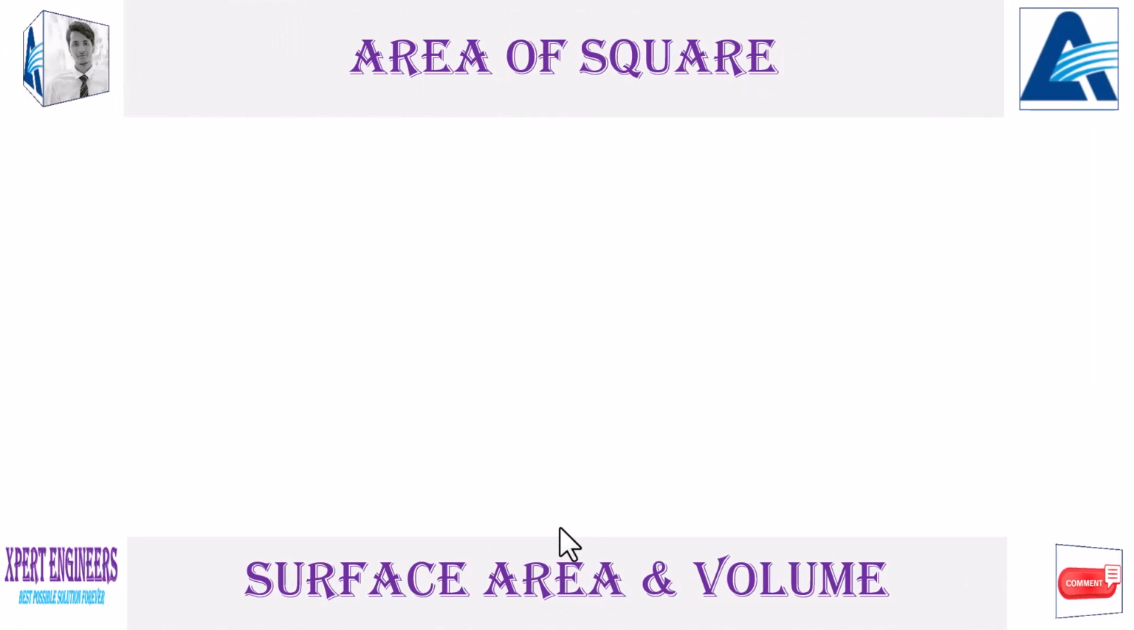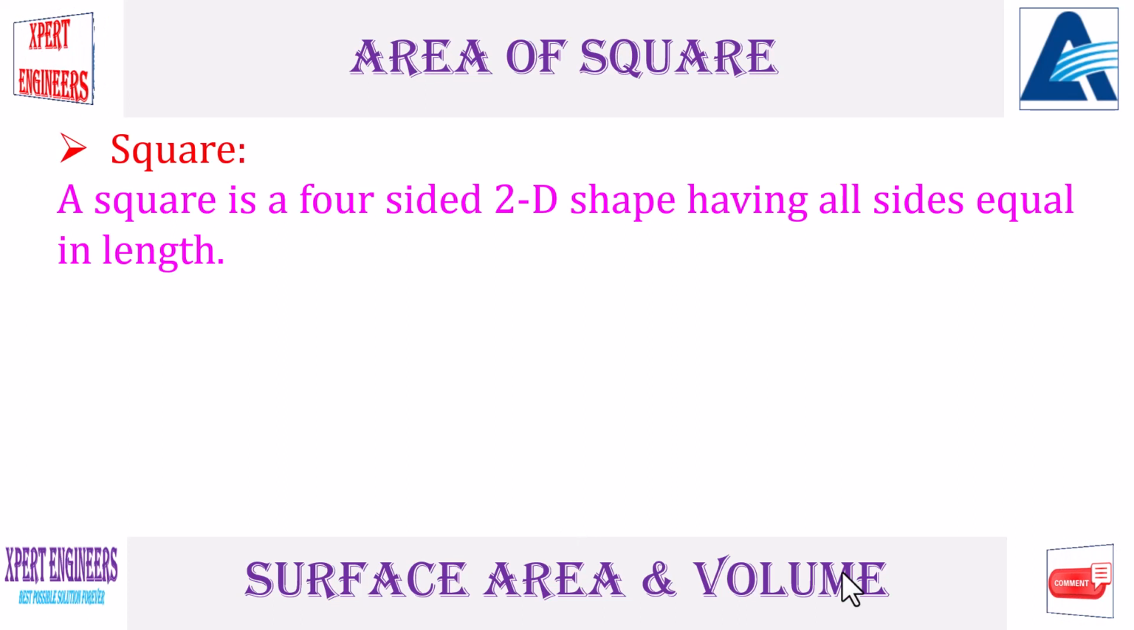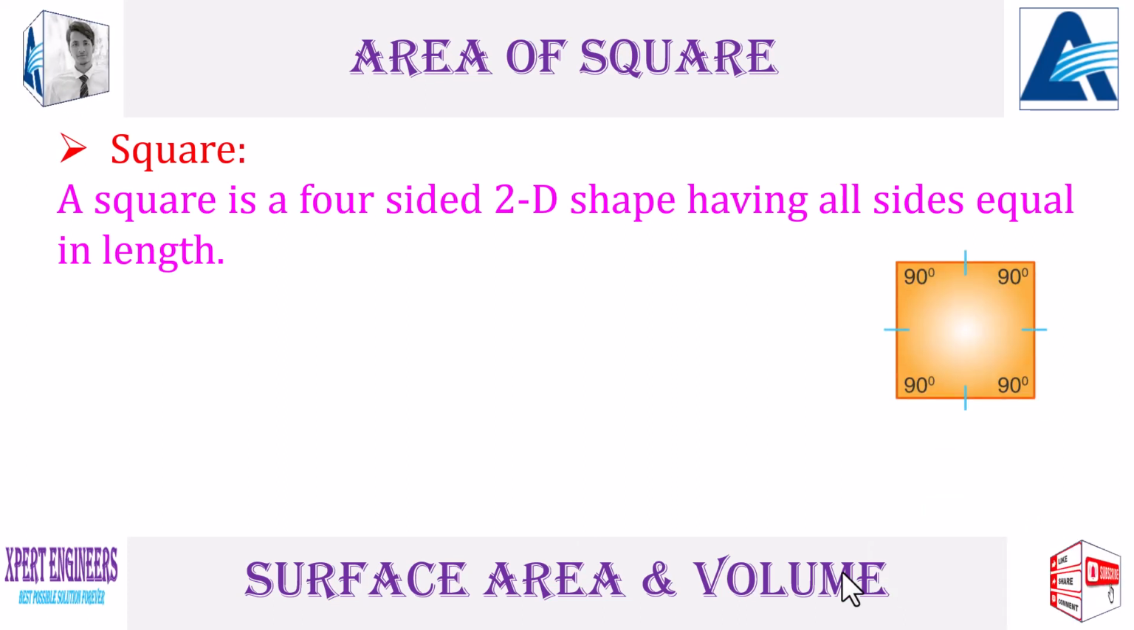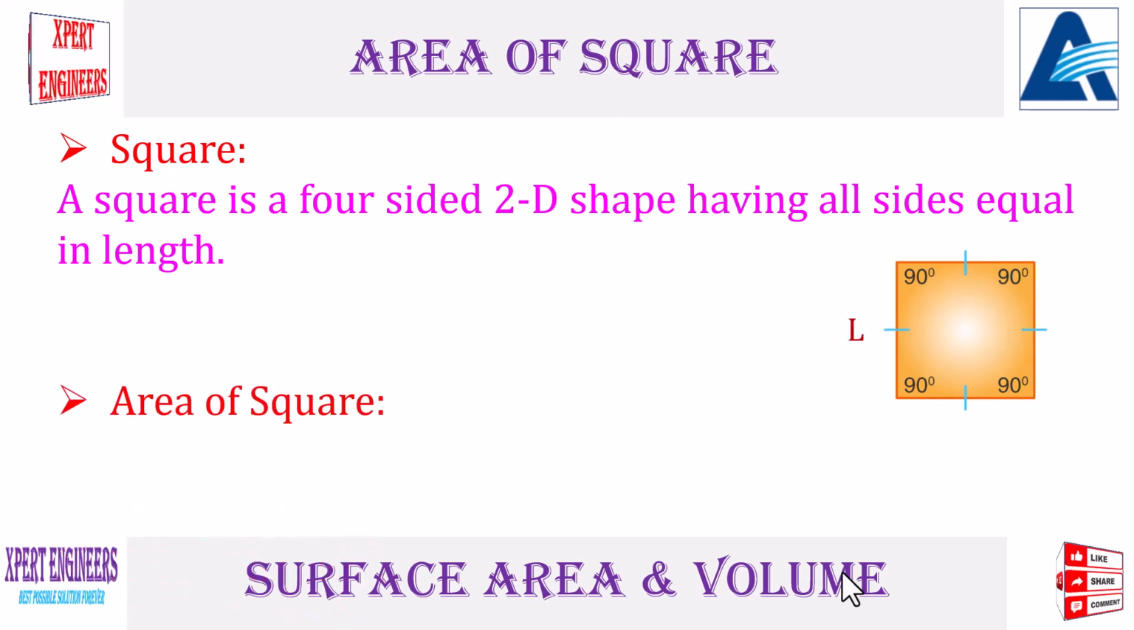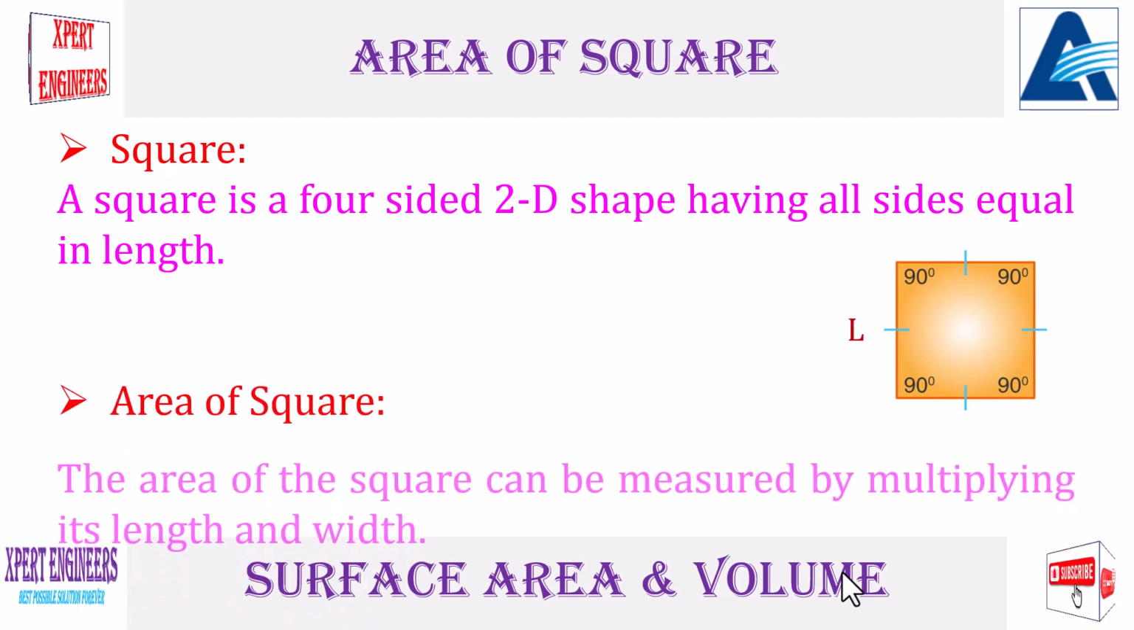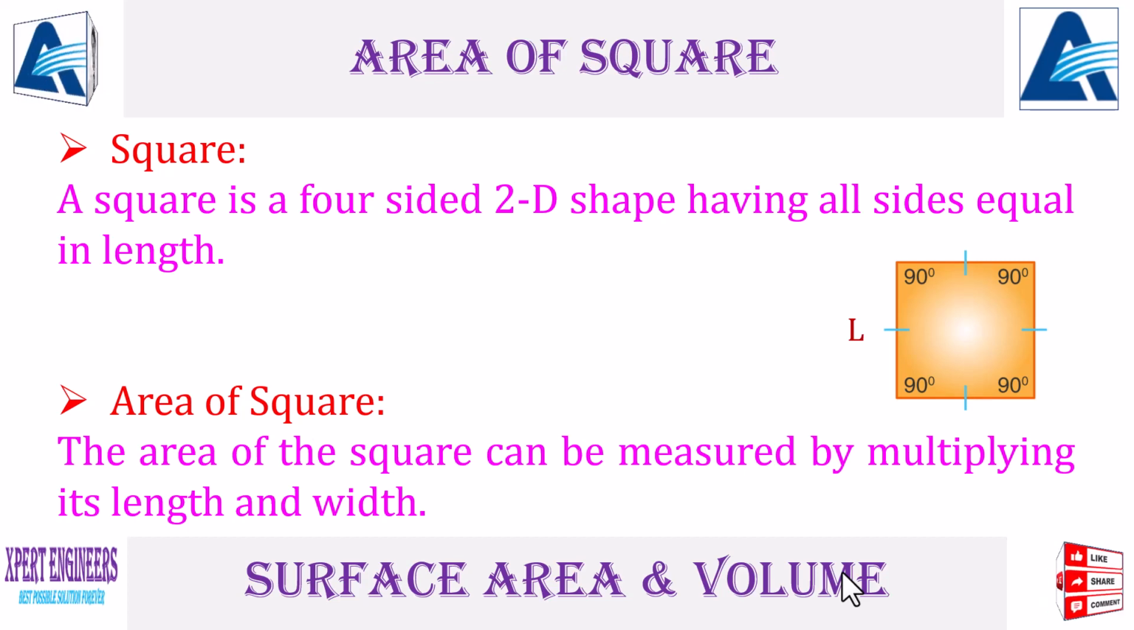Now we will discuss area of sphere. Sphere is actually a two-dimensional shape having all four sides equal in length and all four angles must be equal to 90 degree. How to find the area of sphere? The area of the sphere can be measured by multiplying its length and width.